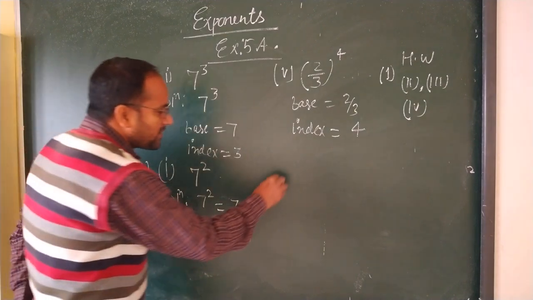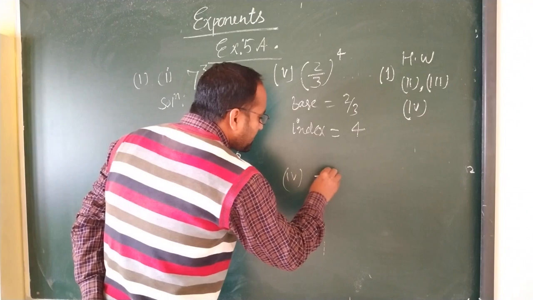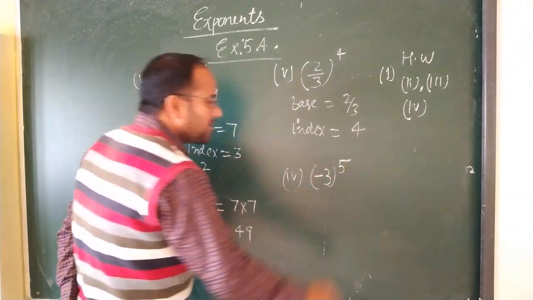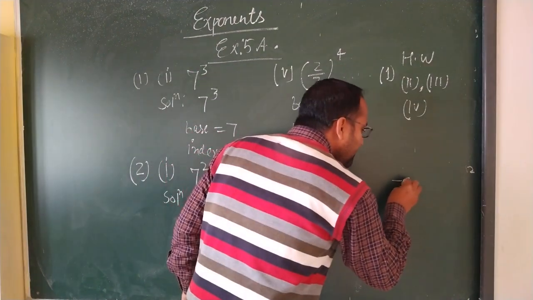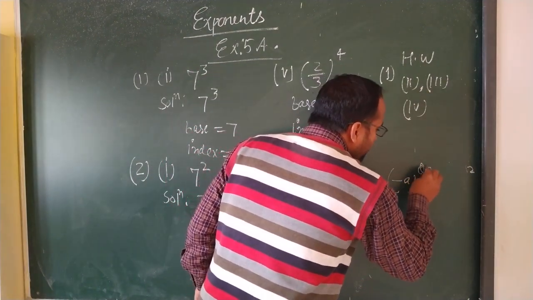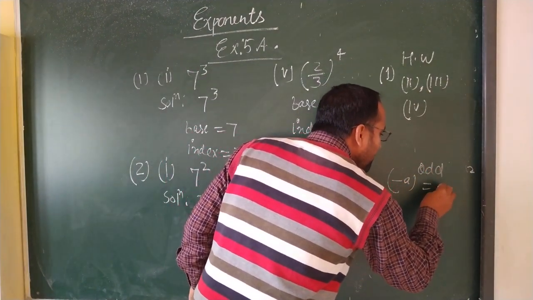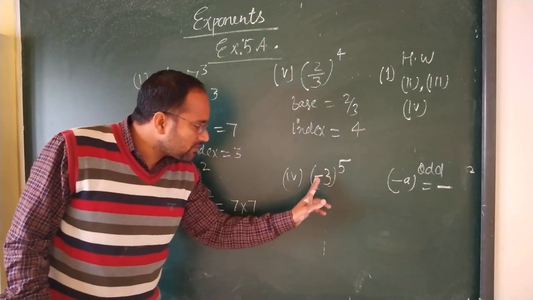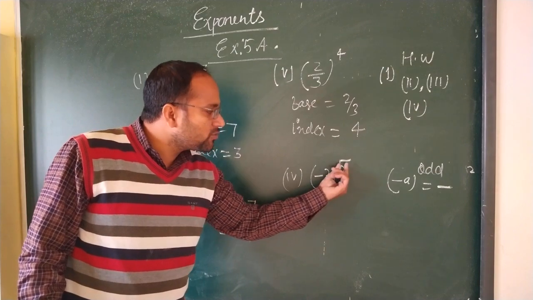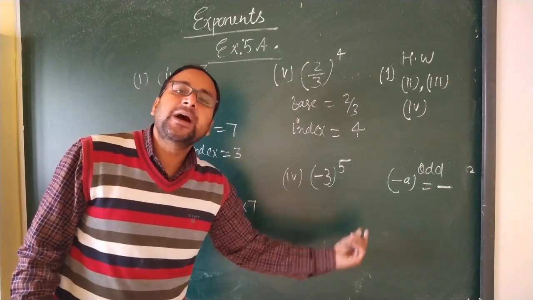You will see this fourth one, students. Minus 3 to the power 5. You know that if your base is negative and the power is odd, then you always get a minus value. You will always get a minus value. And if it is a power, simply you can find the value of 3 to the power 5 and write it with a minus sign.